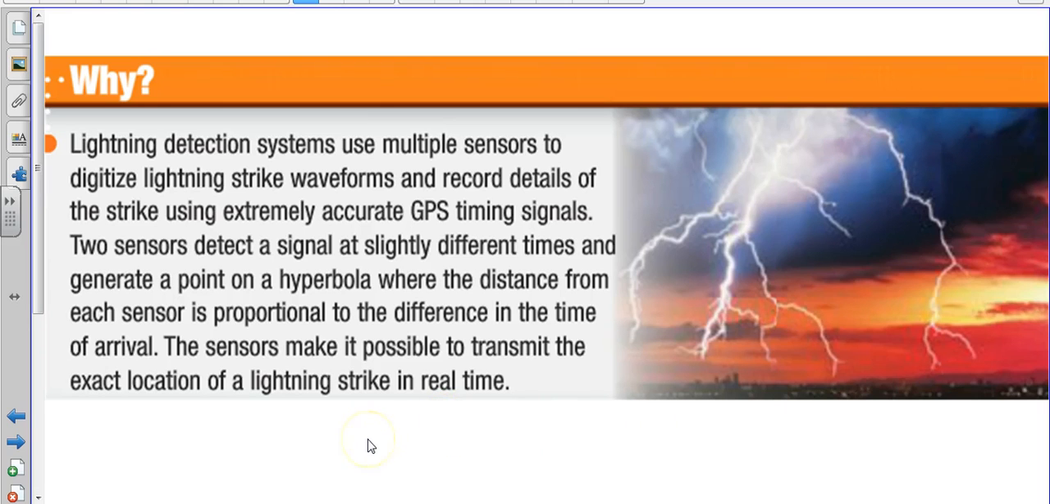A use of them, this is kind of complicated, but it says, when there's a lightning strike, two sensors detect a signal at slightly different times and generate a point on a hyperbola where the distance from each center is proportional to the difference in the time of the arrival. The sensors then make it possible to transmit the exact location of the lightning strike.